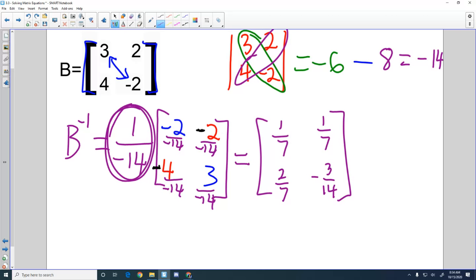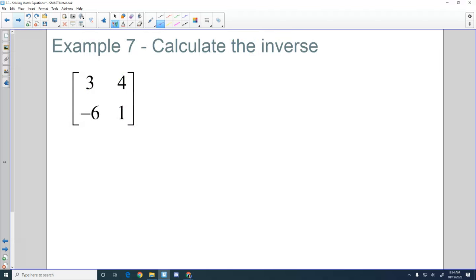Let's practice this again, though. I want all of you to calculate the inverse of this matrix on your own, please. So remember, there's 2 parts. It's 1 over the determinant. Let me make this a little bigger for you.